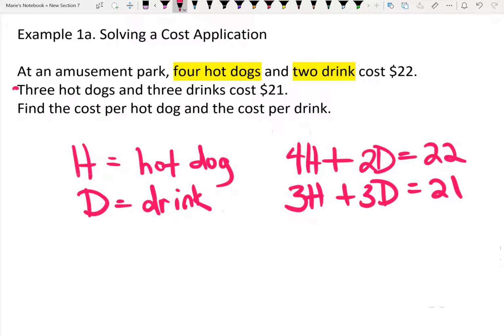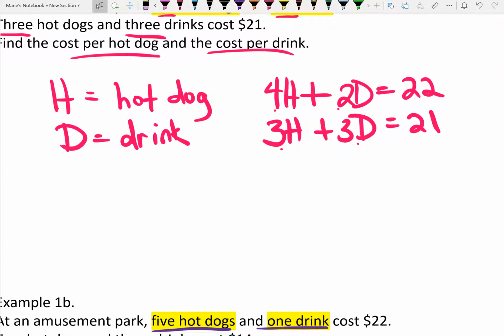So now I have a system of equations, and what we want to do is find the cost per hot dog and the cost per drink. So in other words, what does H equal? What does D equal? You can see that these are quantities. I'm buying 4 and 2 respectively, and 3 and 3 respectively. Those are quantities. That's what these coefficients are at the moment. What I need to know is how much they cost per dollar.